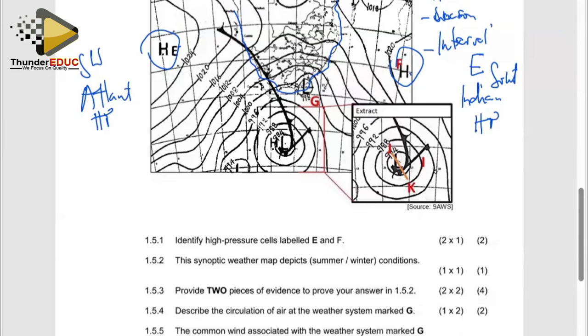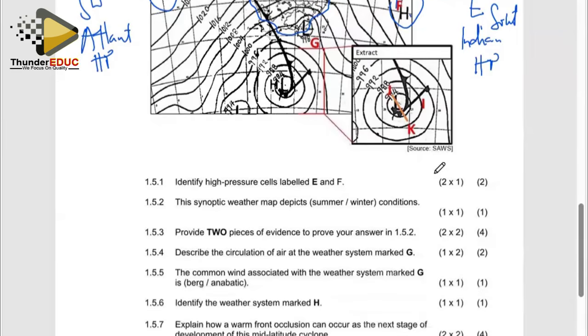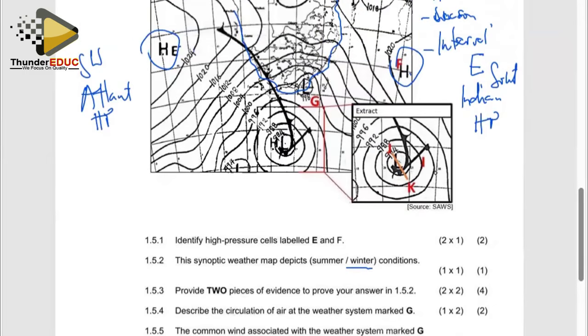This synoptic map depicts summer or winter conditions. This is a synoptic map for winter. Provide two pieces of evidence. The pieces of evidence that we have here: the location of these anticyclones. In winter, they are located further to the north. Look at where they are. They are adjacent to land. They are latitudinally located adjacent to land. So they are further to the north, which happens in winter. That is evidence number one.